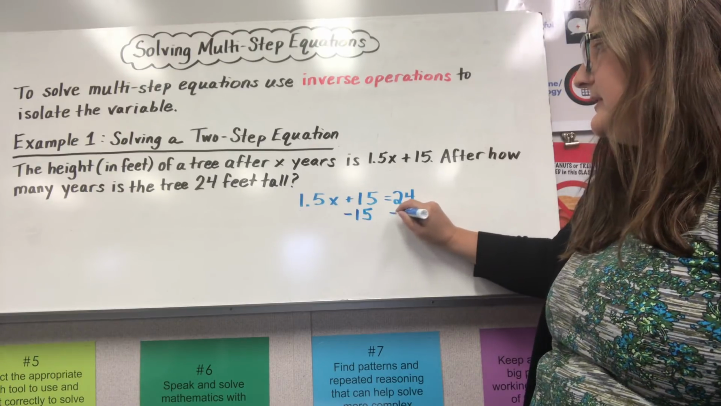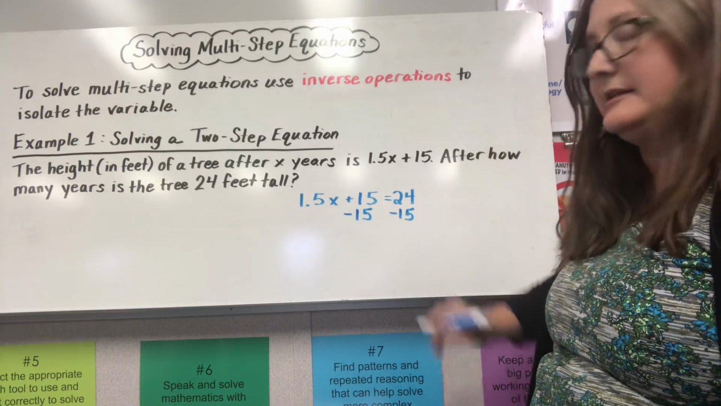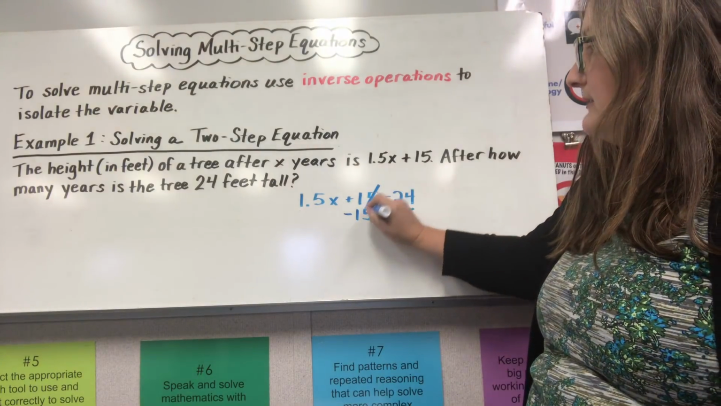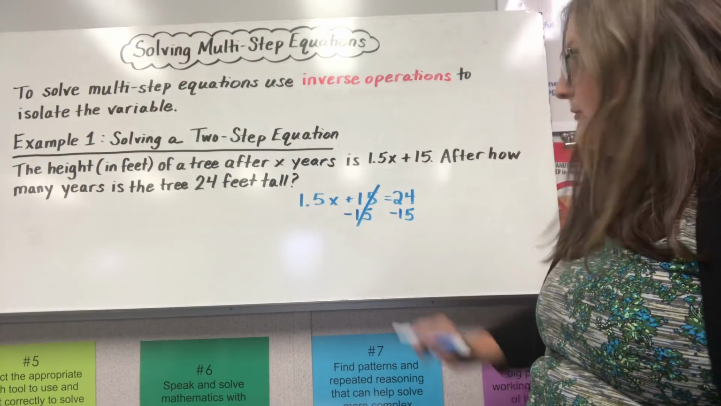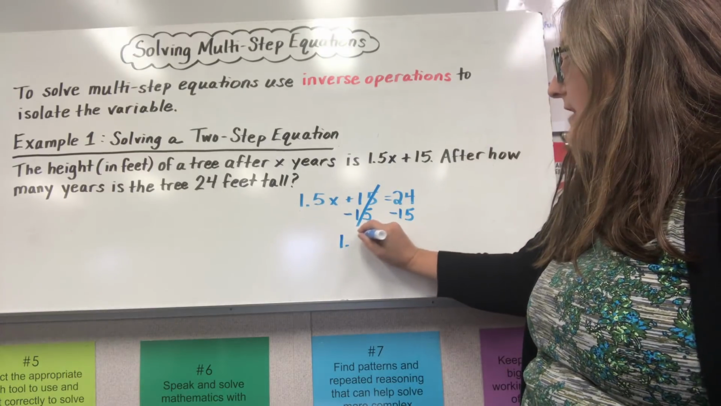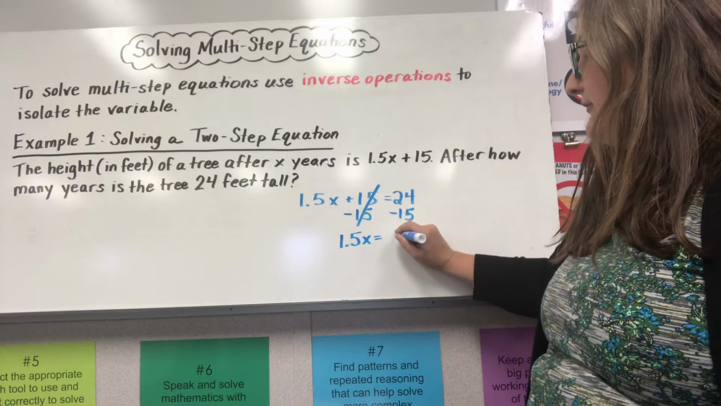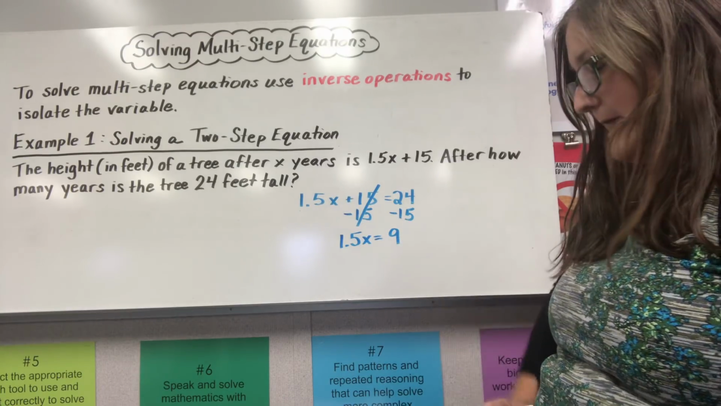And I always need to make sure I do that to both sides. I need to keep a balanced equation. So adding and subtracting 15 cancel to 0, and here I'm left with 1.5x. On this side, 24 minus 15 leaves me with 9.